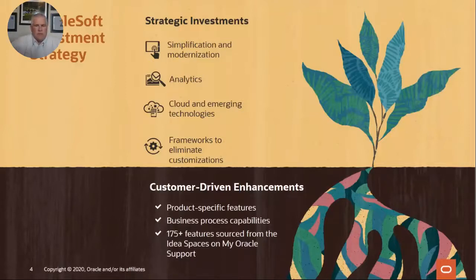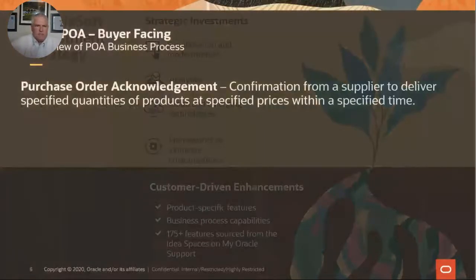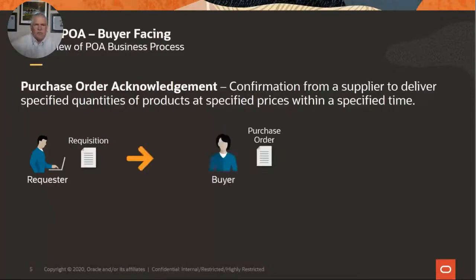So with that, I would like to briefly describe the POA process. Most of you are probably familiar with this, but this is just the confirmation from the supplier to deliver goods in quantities, and also pricing and time-wise. This could start with a requisition, and then that requisition becomes a purchase order. At this point, when it's the purchase order, we are dispatching that to the supplier.